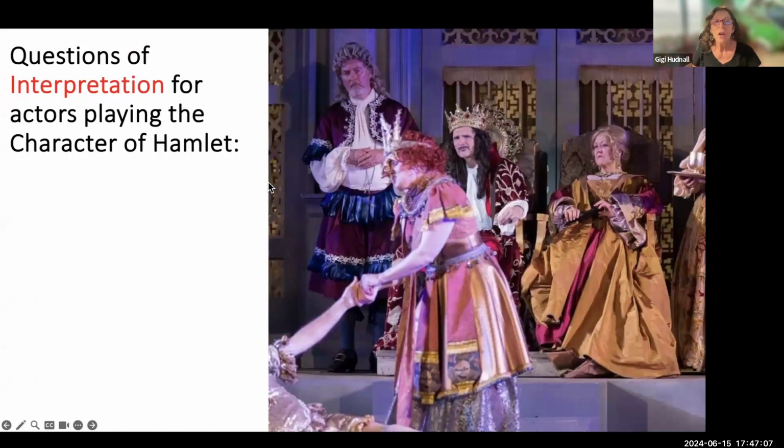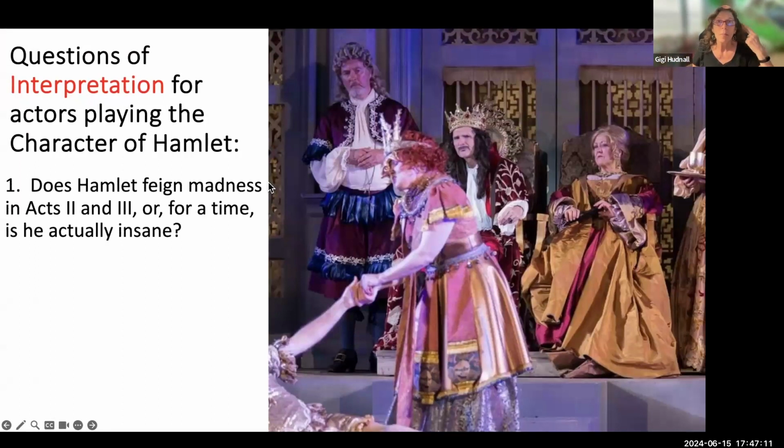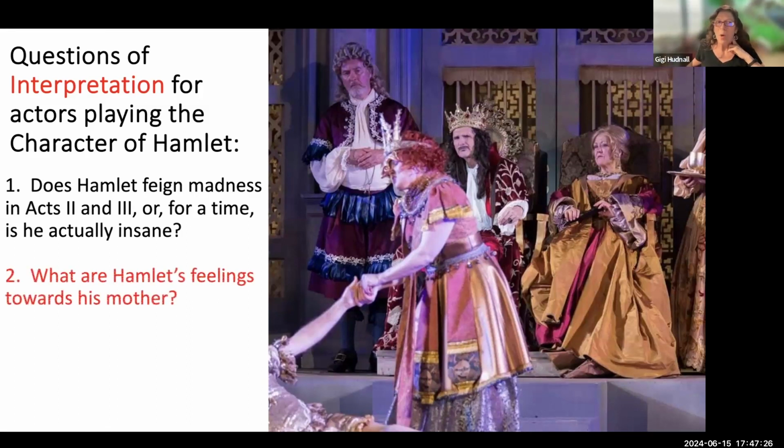There are questions of interpretation for the actors playing the character of Hamlet. Does Hamlet feign madness? Is he pretending to be mad in Acts 2 and 3? Or for a time, does he actually go insane? Because we're really not sure at some of the times. What are Hamlet's feelings towards his mother? I mean, he's pissed off at her, but does he love her also? You know, is he confused by her?